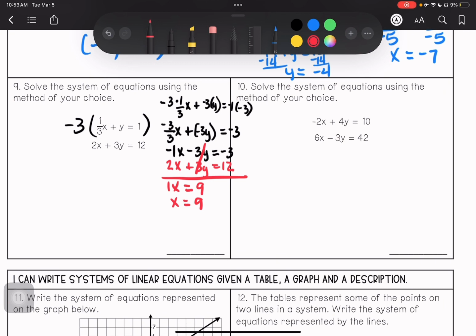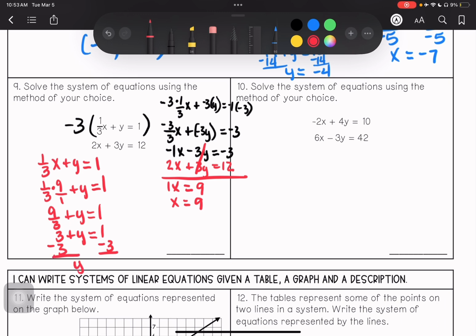Now that I have the value for x, I want to substitute into the first equation, because multiplying by thirds is the same thing as dividing by 3. So 1/3 x plus y equals 1. 1/3 times 9 over 1 plus y equals 1. That gives me 9 divided by 3 plus y equals 1. It's 3 plus y equals 1. Subtracting 3 from both sides, y equals negative 2. So my solution is 9, negative 2.